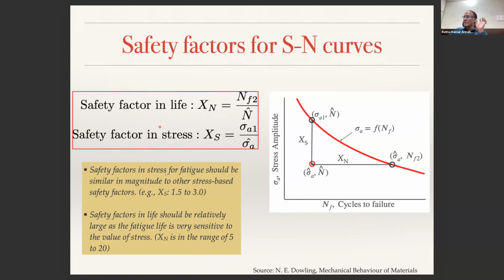Usually the values of factor of safety in stress will be very similar to what we have learned in static failure theories, between 1.5 and 3. But factor of safety in life will be large numbers, usually between 5 and 20. Sometimes it can be 100, 200. So don't get surprised if you see a factor of safety of 200. That is not in stress, but in life. That is normal.